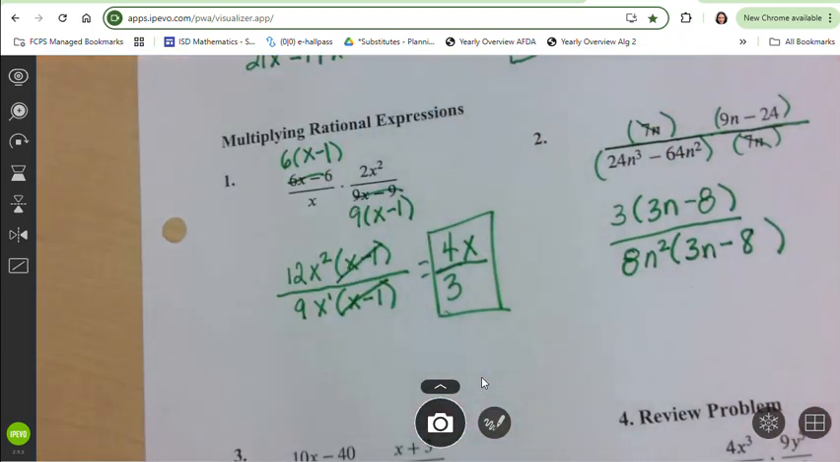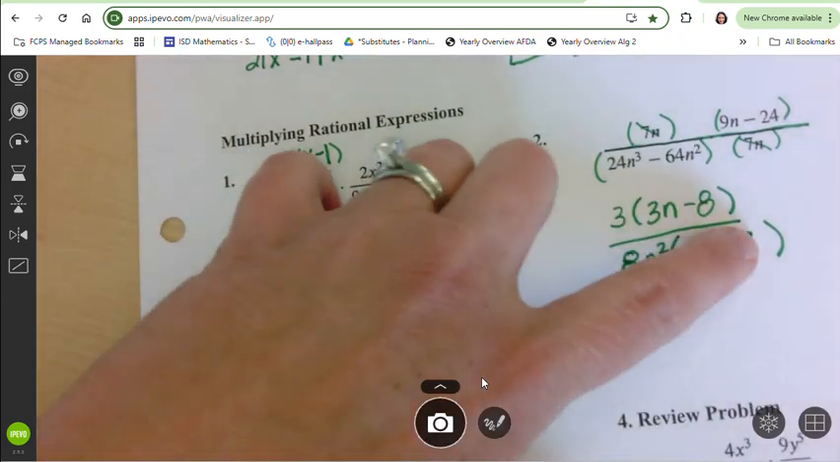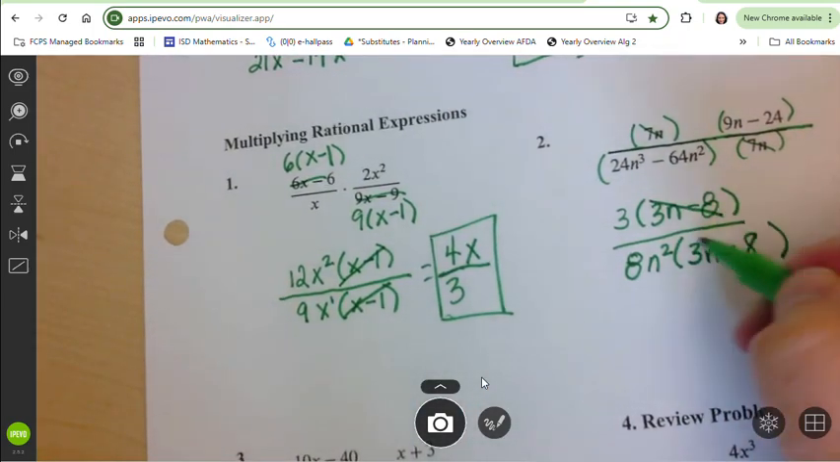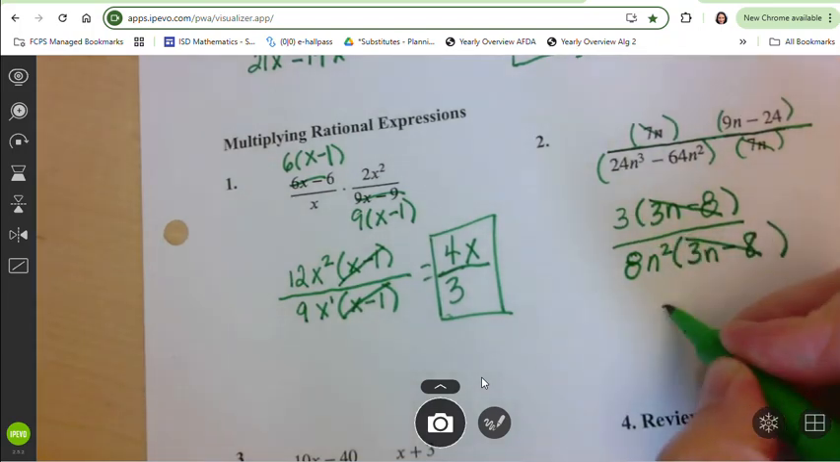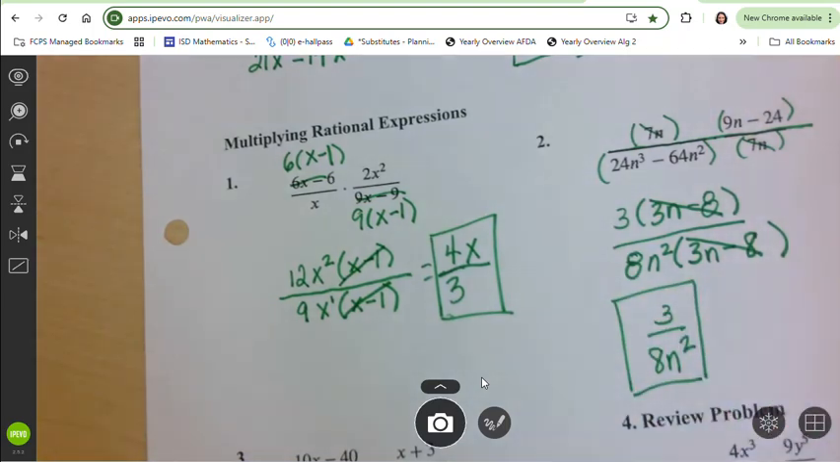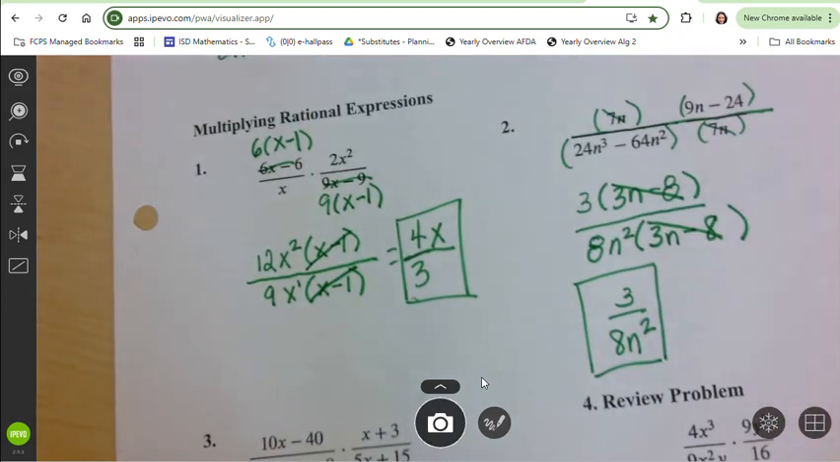And really, like in most of these problems, something is going to cancel. Sometimes not everything cancels, but usually something's going to cancel. So the fact that we have 3n minus 8 and 3n minus 8 means we're probably on the right track here. So these will cancel like this, and then we get 3 over 8n squared. Okay. Questions on 2?